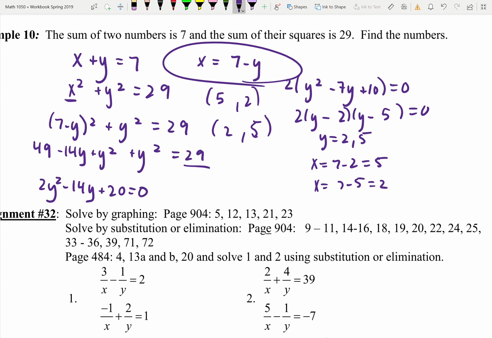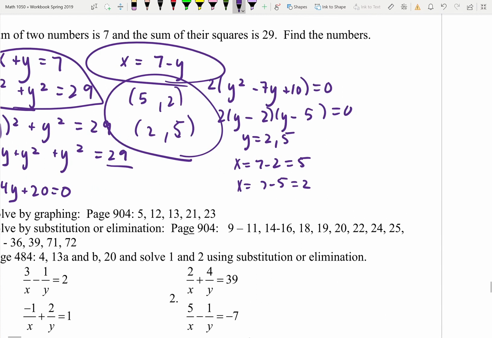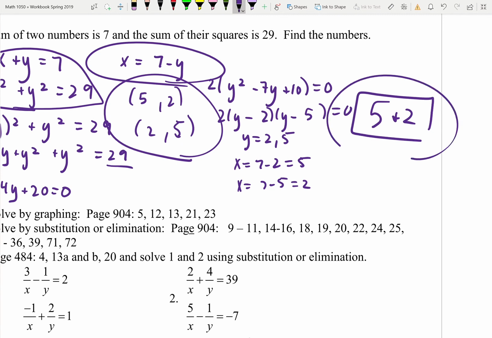Now everybody listen. It doesn't make sense to write it as an ordered pair. The only time you write it as an ordered pair is if they give you the equations. They didn't give me the equations. Read the question. Find the numbers. Can someone tell me the answer? It's just 5 and 2 or 2 and 5. The order doesn't matter, and that's how you're going to write your answer right there. The numbers are 2 and 5.